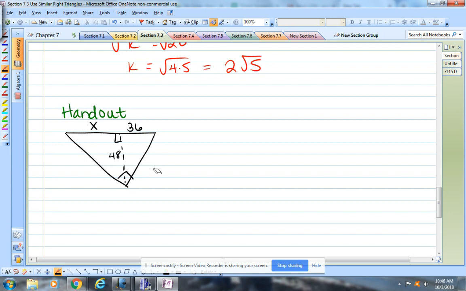Okay, so here's what I said. x is part of that big hypotenuse, right? But I don't know that hypotenuse. And I don't know either other leg of that triangle. Y'all see that? So I need to find me another leg of that big triangle so that I have something to work with. Make sense?